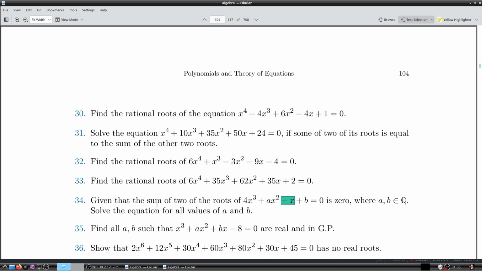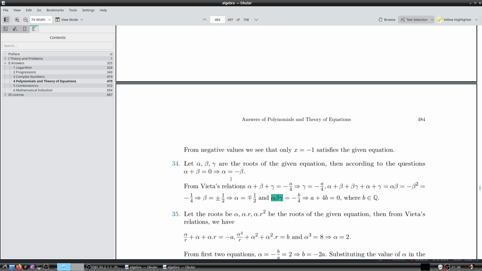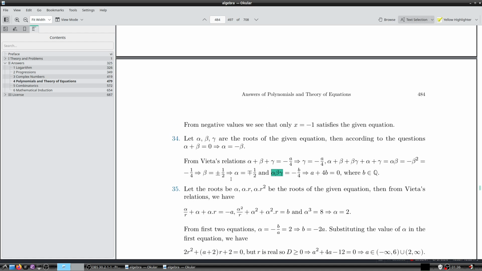Question 35 says: find all a, b such that x cube plus ax square plus bx minus 8 is equal to 0 are real and in GP. So the roots are real. There should be roots mentioned here. Are real and in GP. So we let the roots be alpha, alpha r, alpha r square, where alpha is the first term of the GP and r is the common ratio.